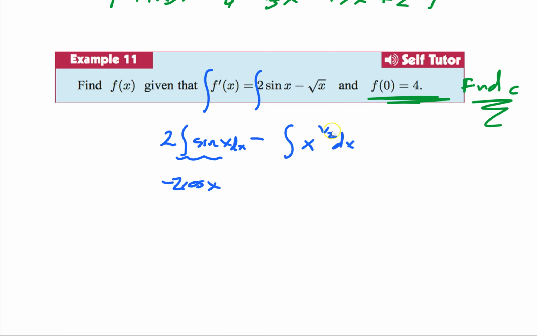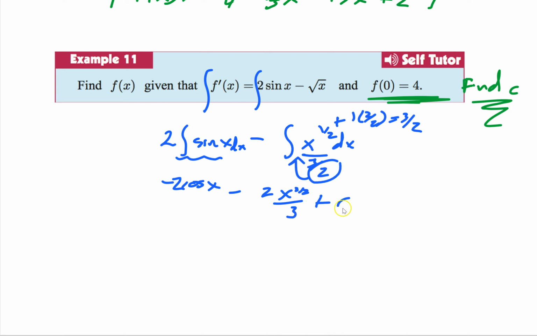Integral of x to the 1/2, you just power rule, add 1 to the power, which is 2 over 2. So 3 over 2, and divide by the new power. Remember the shortcut, bring the bottom to the top. So minus 2 x to the 3/2 over 3 plus c. My original function is now this.